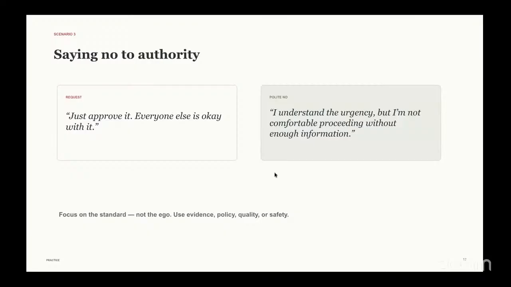Saying no to authority, and this is probably one of the most uncomfortable situations. Especially that usually when it comes from authority, it's a bit more like, yeah, just approve it. Everyone else is okay with it. And this is actually very similar to the story we talked about. And instead of taking it personally, you can move the conversation back to standard. I understand the urgency, but I'm not comfortable proceeding without enough information.